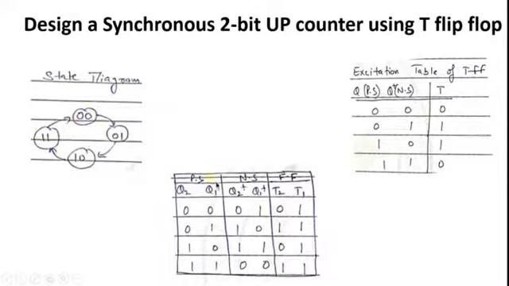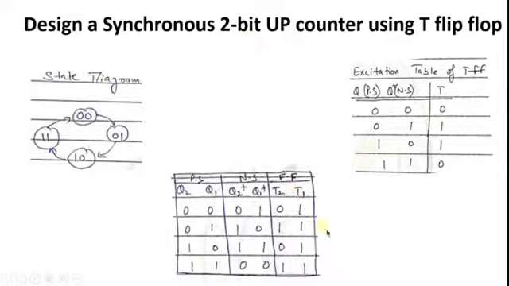So we have got the present state and the next state. We have represented the MSB of the present state as Q2 and the LSB of the present state as Q1. Whereas the next state's MSB is represented as Q2 plus and the LSB of the next state is represented as Q1 plus. Now, based on the present state and the next state, we are going to find out the values of T2 and T1, because two T flip-flops are required.